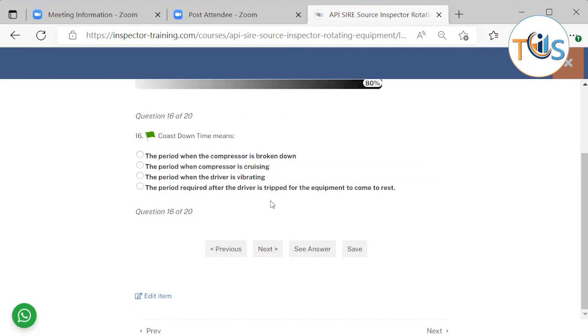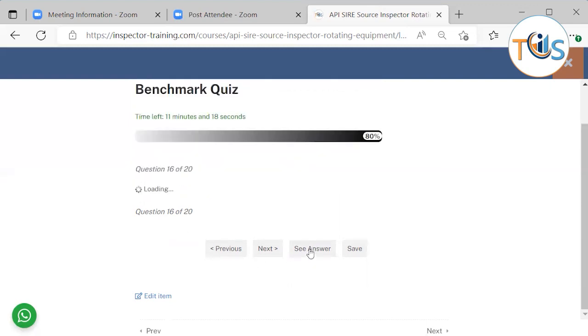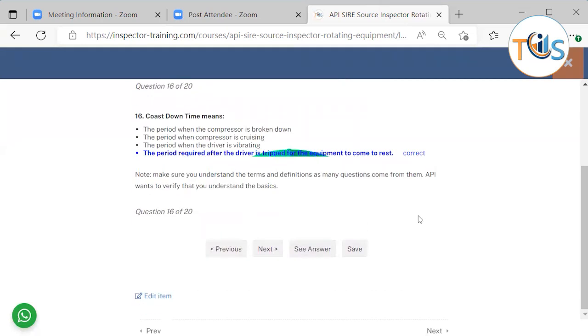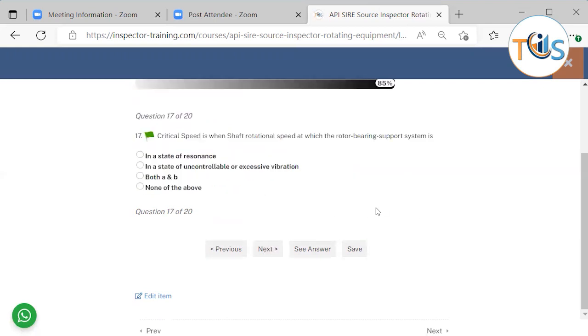Coast-down time means the period required after the driver's trip for equipment to come to a rest. So when the compressor is tripped, you know, it's shut down for any reason, the time it takes until it comes to a complete standstill is called coast-down time. Critical speed is the shaft rotation speed at which the rotor bearing support system is in a state of resonance.